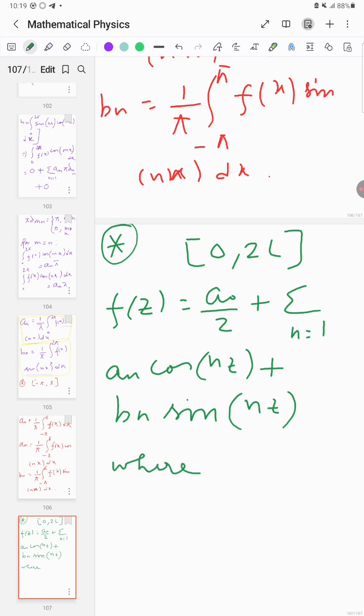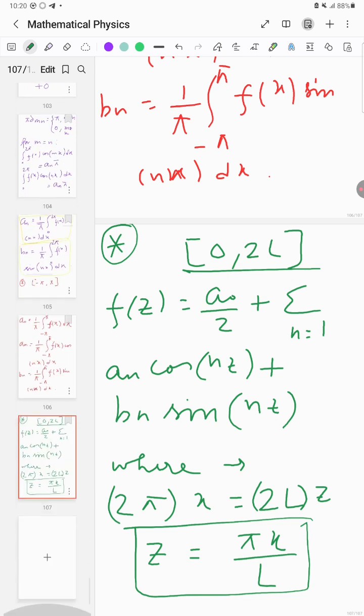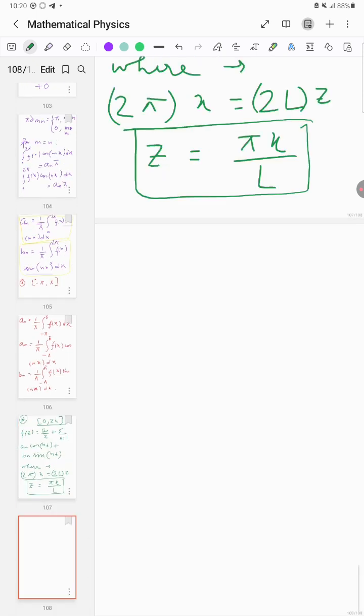Where is the scale change happening? Here. The scale change is where we have considered 2 pi as 2L, isn't it? Because 2 pi here has changed to 2L. So z changes to pi x by L. This is called the scale change factor. This is where our scale is changing. Alright. So what will our transformed expression look like?